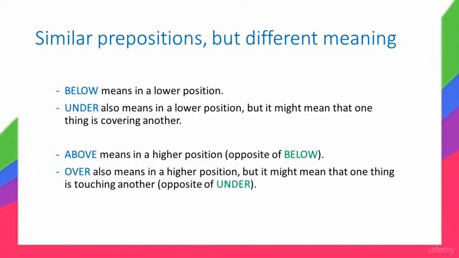Here are some similar prepositions that have different meanings. Below means in the lower position. Under also means in a lower position, but it might mean that one thing is covering another. Above means in a higher position, opposite of below. Over also means in a higher position, but it might mean that one thing is touching another. It's the opposite of under.